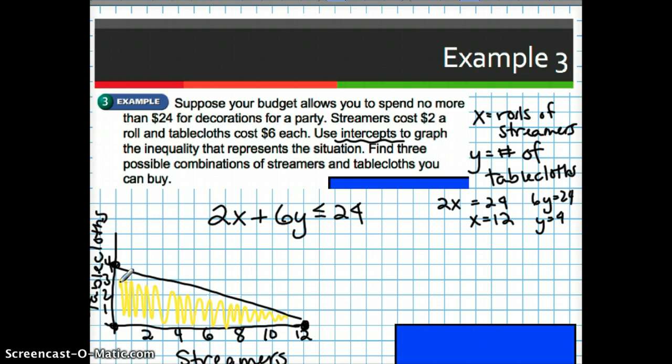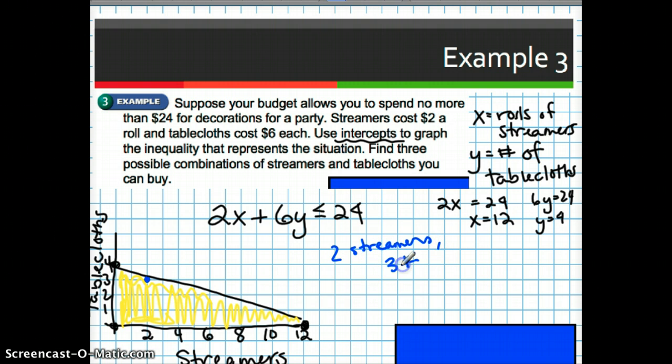Okay, but I don't need to go into the negatives because I don't have any negative values that I could buy. Okay, so the question then asks, find 3 possible combinations of streamers and tablecloths you can buy. So what we're looking for is anything that's on the line or in the yellow area. That would be a solution. So we just want to kind of check and see. So it looks like here I could buy, hopefully, that point right there, 2 streamers and 3 tablecloths.